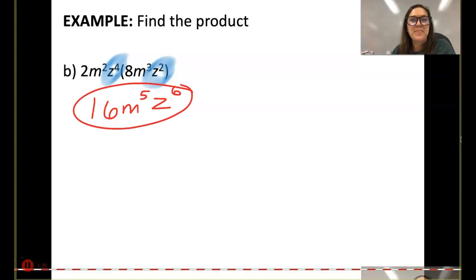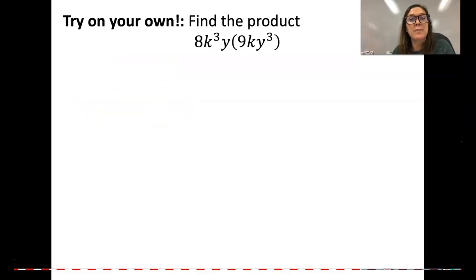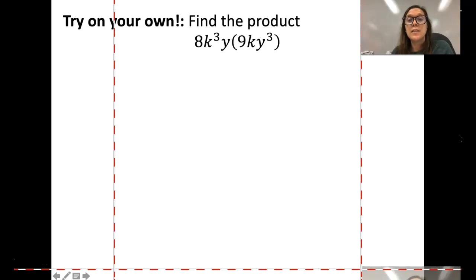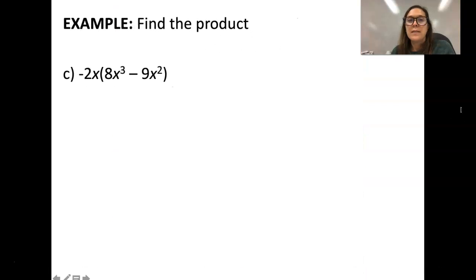Okay? All right, again, pause me at any point in time. I'm going to keep plugging away at doing these problems. So see if you can try this one on your own. Okay, did you get 72, k to the fourth, y to the fourth? Hopefully you did. Let's get rid of that. There we go. All right, next one.